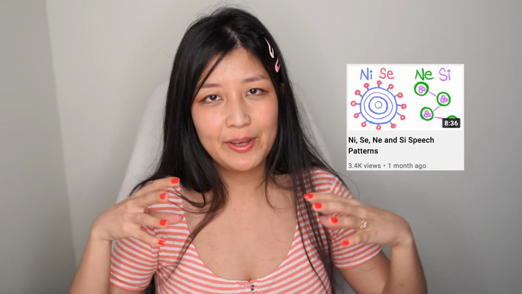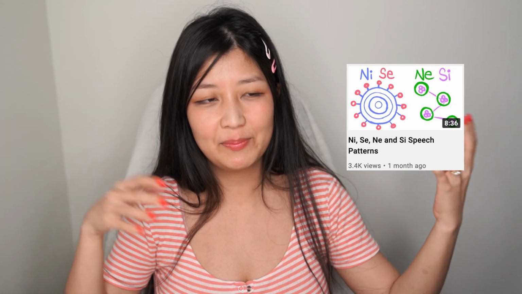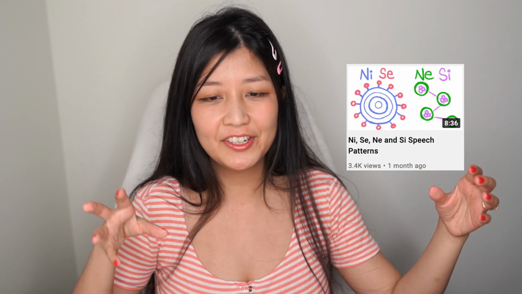Of course, what made me more sure that this eye movement is linked with Ni is that people with this eye movement often have the convergent speech pattern as well. This is something I talked about in my speech patterns video, and people who talk like that tend to have this sort of eye movement. But at that point, I still didn't know why.